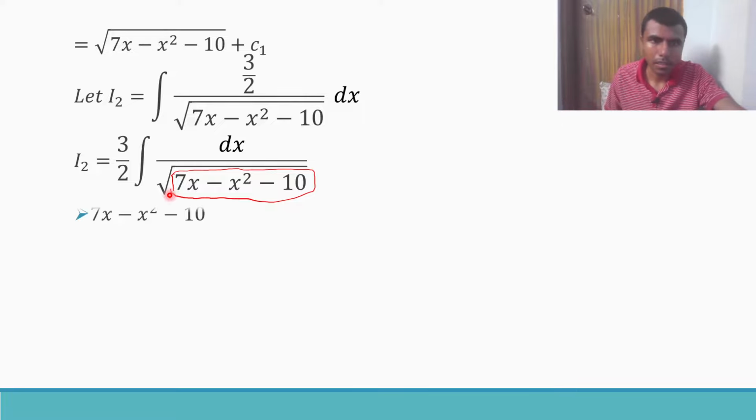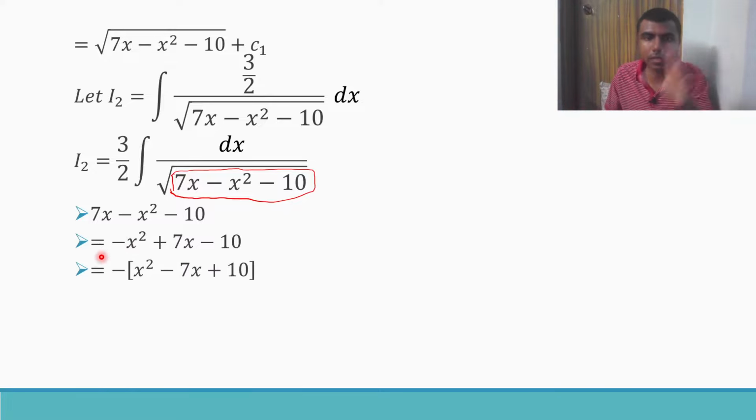Let's get started. This is what I have, my denominator, the 7x minus x square minus 10. First write the x square term in the beginning. So minus x square plus 7x minus 10. Now take minus common. So minus, if I take x square common, here there was a plus, so there came a minus, here there was a minus, it became plus.